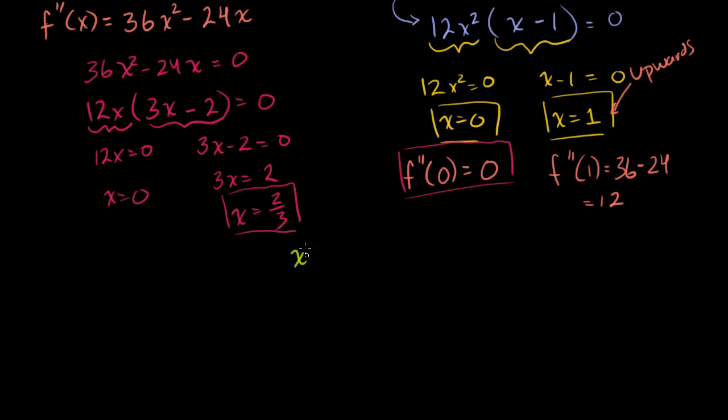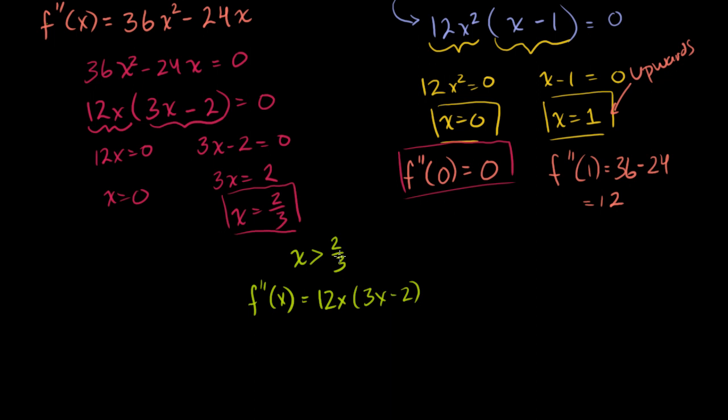So let's see what happens when x is greater than 2/3. What is f prime prime, what is the second derivative? So let's try out a value that's pretty close, just to get a sense of things. So let me rewrite it. F prime prime of x is equal to, I could write it like this, but this might be easier to deal with, 12x times 3x minus 2.